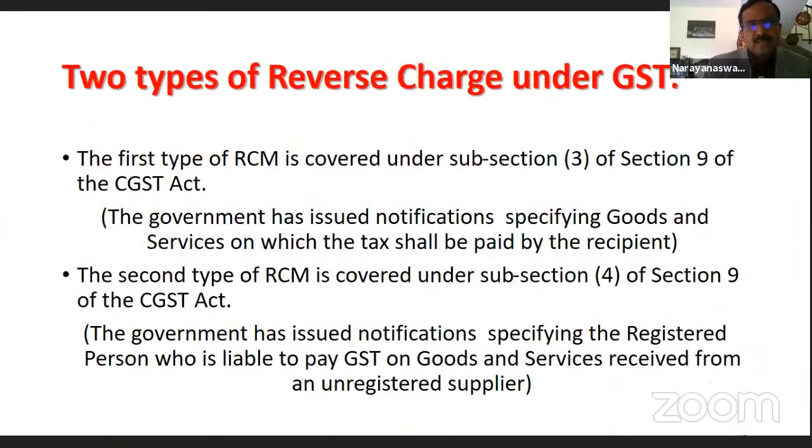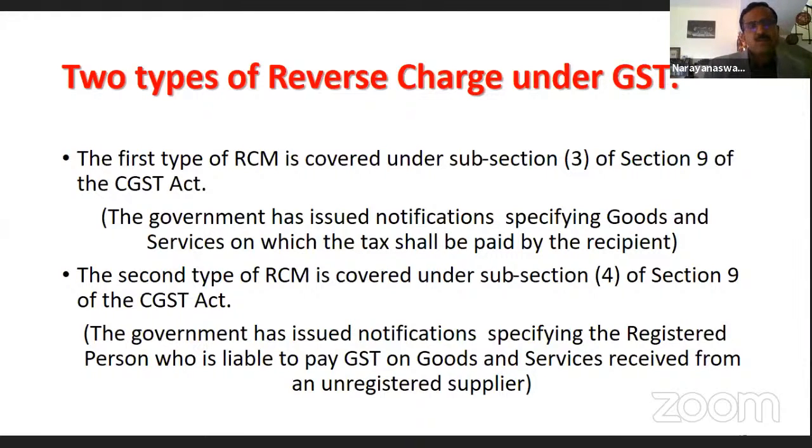In reverse charge mechanism, just keep it in mind, there are two types of reverse charge. One is under section 9(3). Here, certain items have been identified as coming under the reverse charge. So the recipient will have to pay the tax on that and take the credit. This is based on identified items.